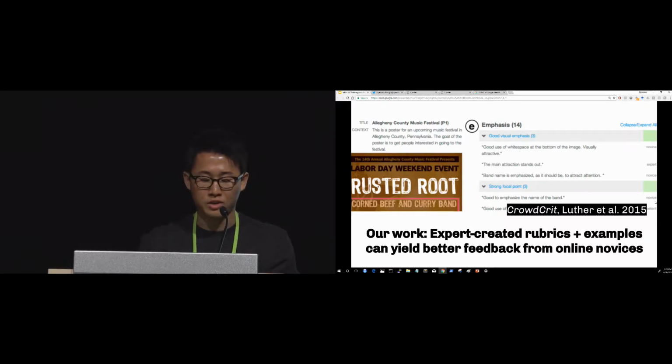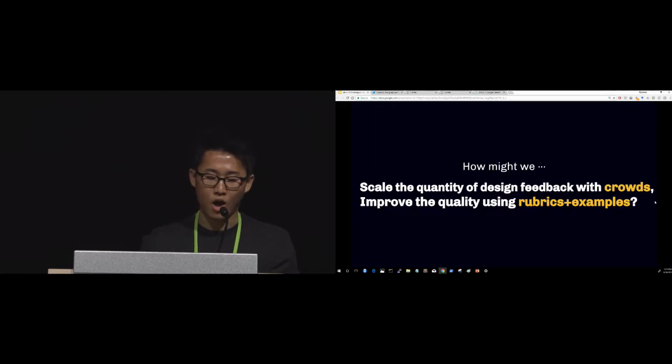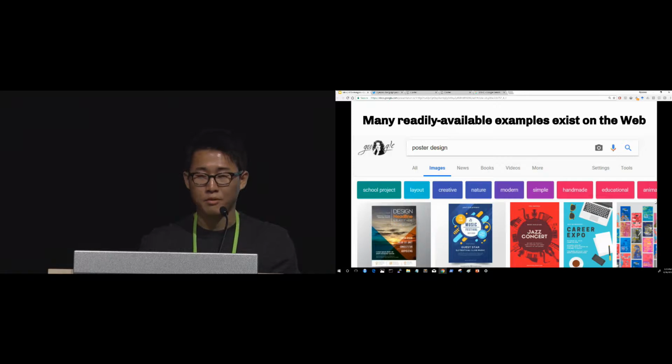So our work specifically builds upon this and explores an approach that uses both expert-created rubrics and supplementary examples to improve the quality of feedback graded by independent judges. So we ask, how might we scale the quantity of design feedback with crowds and improve the quality using rubrics and examples? As we know, many examples are readily available on the web, and so we're interested in understanding if and how we could use these examples in the feedback process to support novice feedback providers.